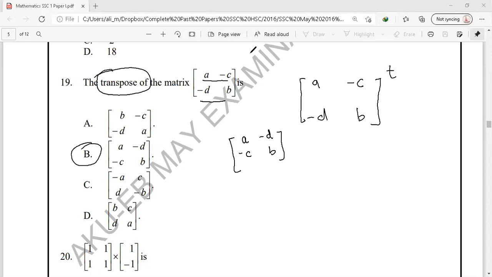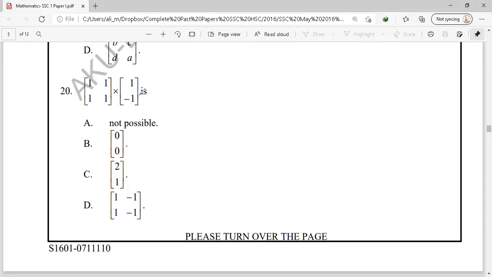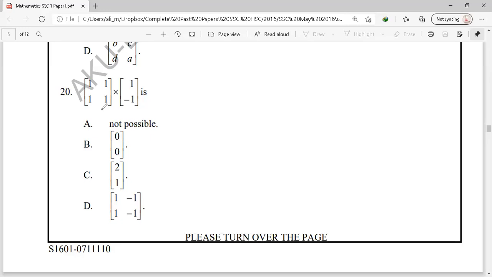Let's see question number 20. In question number 20, we have to find the product of two matrices, in which one matrix is 2 by 2 and the other matrix is 2 by 1. As we can see that multiplication is possible, option A is incorrect, and our answer would be of the order 2 by 1. It means option D is incorrect because it is 2 by 2. So our answer would be 2 by 1, in which we can have option B and option C.